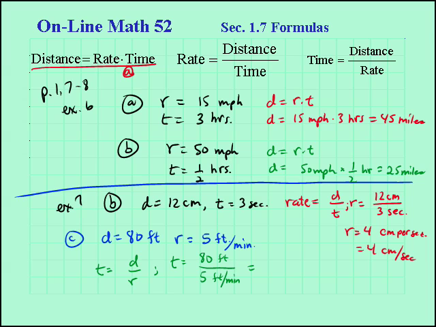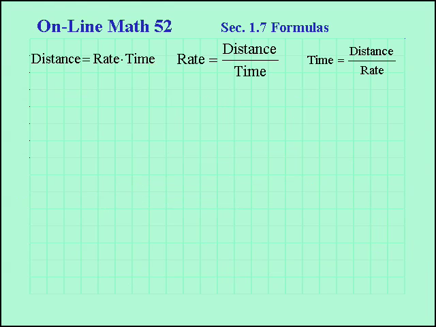Now, time is in terms of minutes in this case. So the feet is all going to work itself out. 80 divided by 5, it turns out, is 16, and it will be minutes. Time equals 16 minutes. Okay? Let's go on to the next example. And the last example, too.